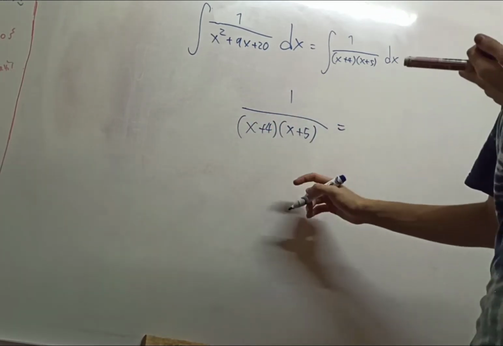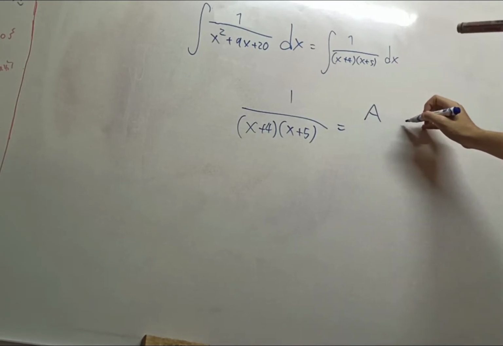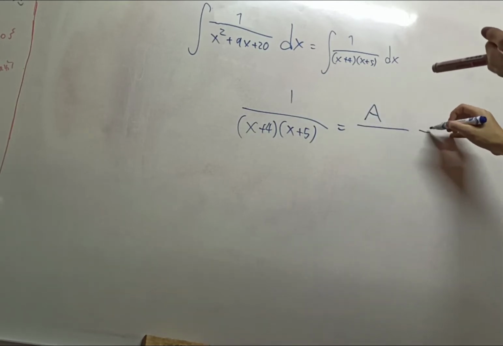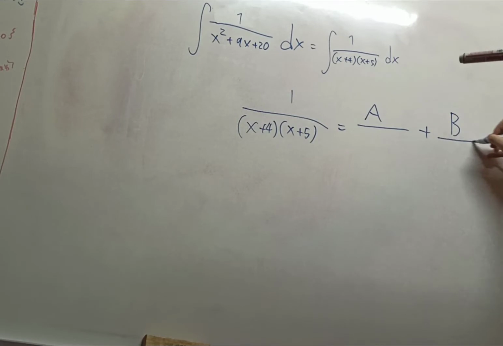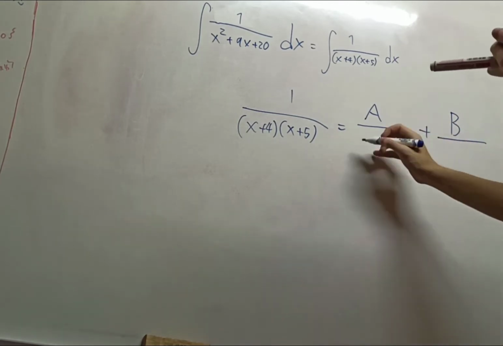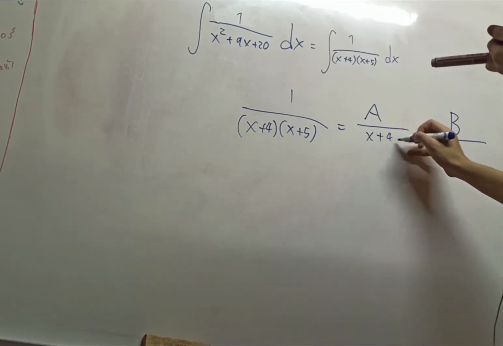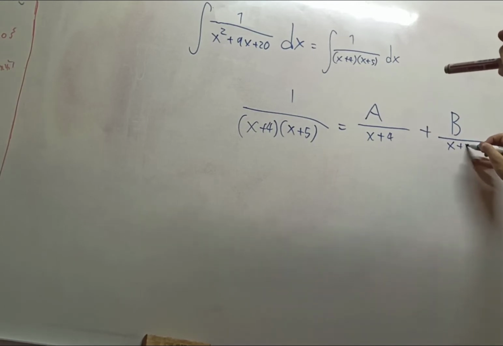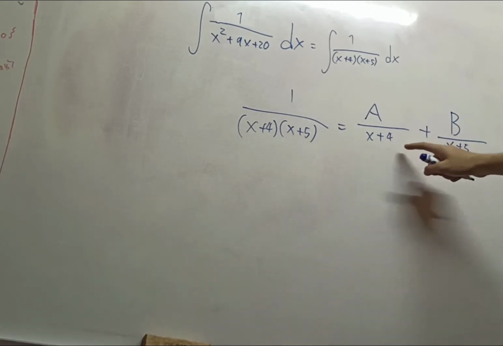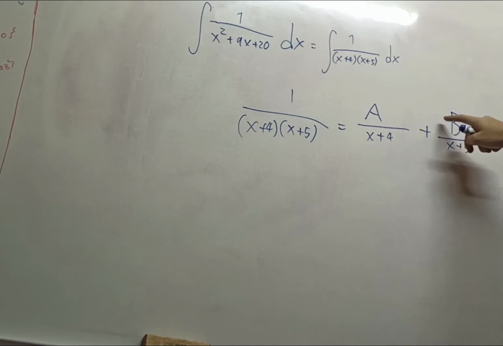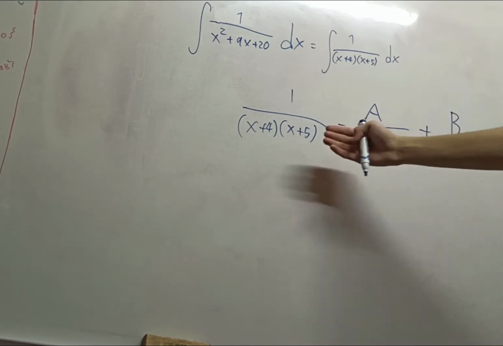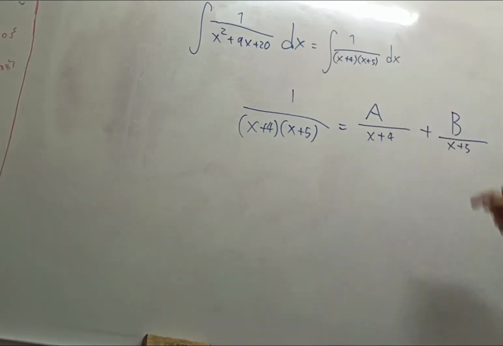So think about it like this. We have two fractions where we don't know what the top part is, but we do know that the bottom part is like this. If we multiply these together, and then multiply this to this and this to this, and then add them together, we will get this. But we don't know what a and b are.